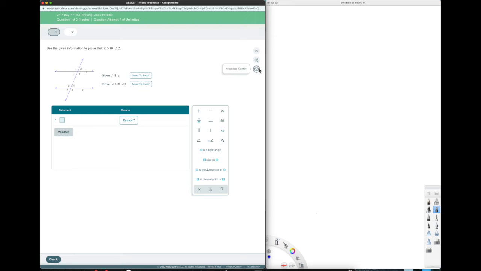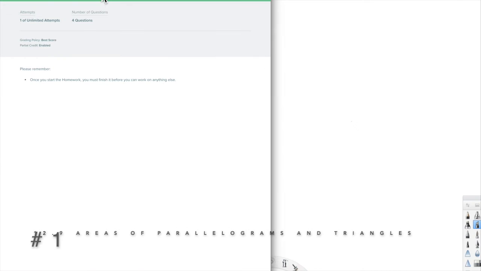You can also message your teacher directly from the screen so we know where to come help you, because it attaches a picture of this problem on the email. So it's a good way to get specific help on a problem. All right, let's go ahead and get started.